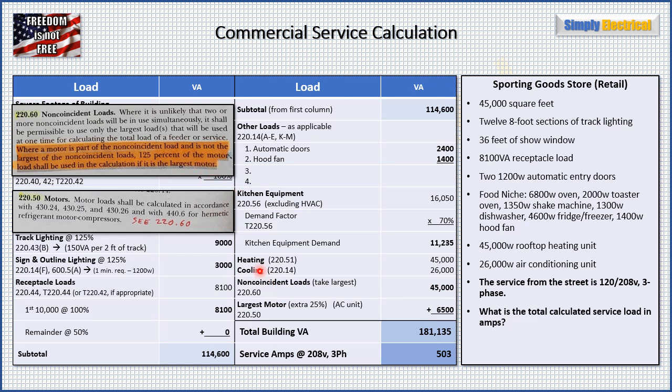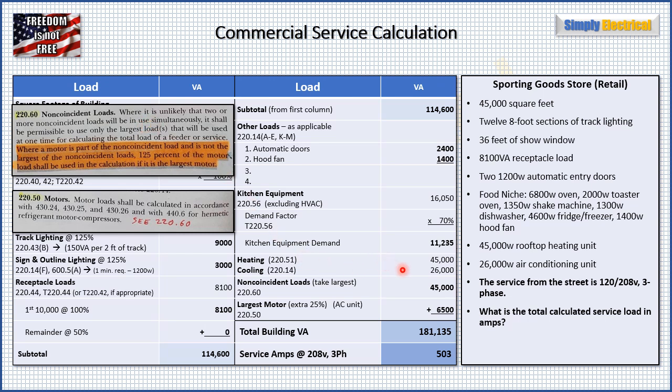And that is the case because this cooling unit is the largest motor of the building. So if we take this at face value, we have to add 125% of the cooling to our heating because that's our non-coincident load. It's telling us we have to take 125% and add it to this other load because we've already taken this as the largest. And this is in addition to that. This is in addition to this first section here.